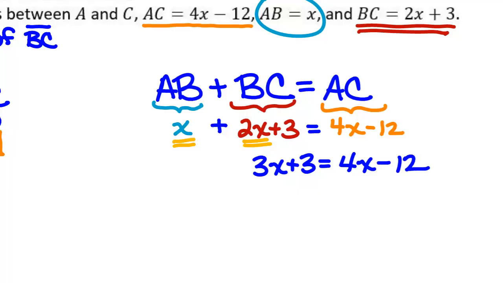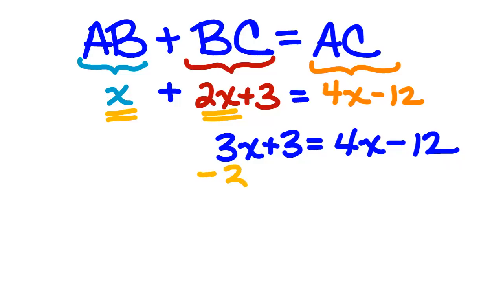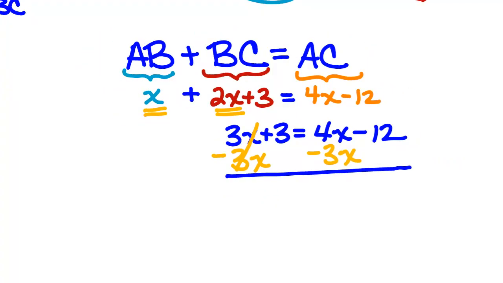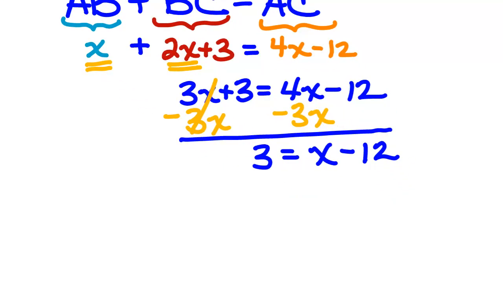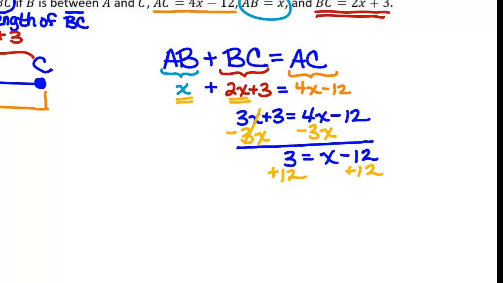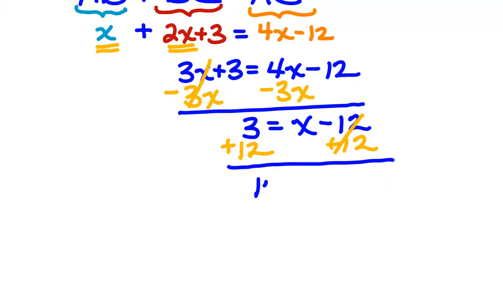Now I need to get my x's to the same side. So I'm going to subtract 3x from both sides. What is 4x minus 3x? 1x, or just x. I love it. That's exactly right. So I have 3 equals x minus 12. What do I do now? Plus 12. We're going to add 12 to both sides because that is the inverse operation of subtraction. I want to undo that subtraction on the right. So I have 3 plus 12, which gives me 15. 15 equals x.